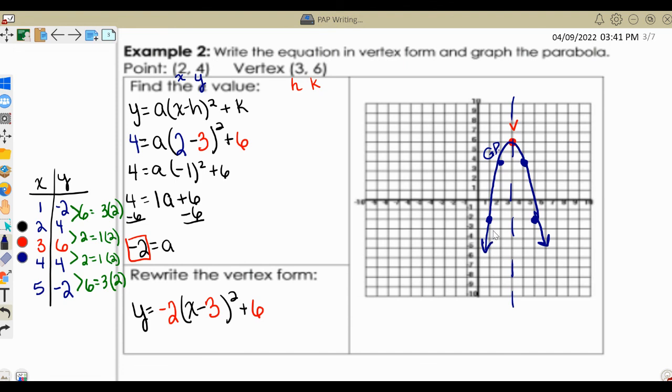All right, guys, so that's our examples on how to write a quadratic equation when you are given your vertex and a point.